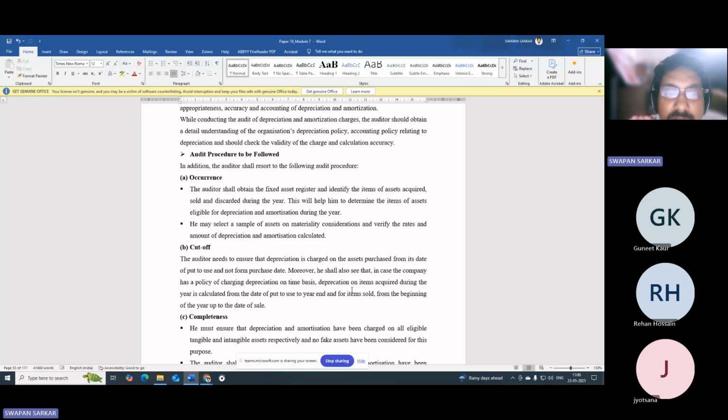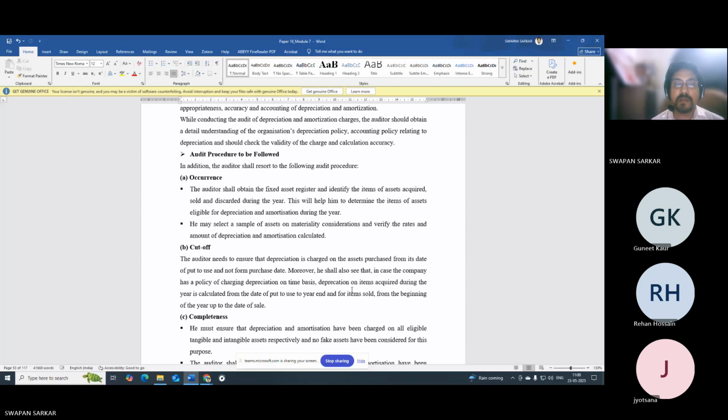Then cut off. The auditor needs to ensure that depreciation is charged on the assets purchased from the date of put to use and not from the purchase date. Moreover, he shall also see that in case the company has a policy of charging depreciation on time basis, depreciation on items acquired during the year is calculated from the date of put to use to the year end date, and for items sold from the beginning of the year up to the date of sale.